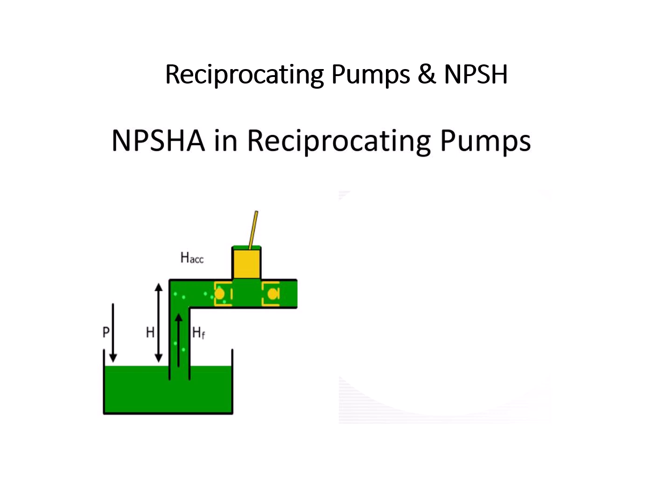Net positive suction head available in a reciprocating pump. You can see this is the reciprocating pump and this is the stroke. So we have the acceleration head due to the acceleration of the fluid. We have the friction head. We have the hydraulic head, and this is the atmospheric pressure head.